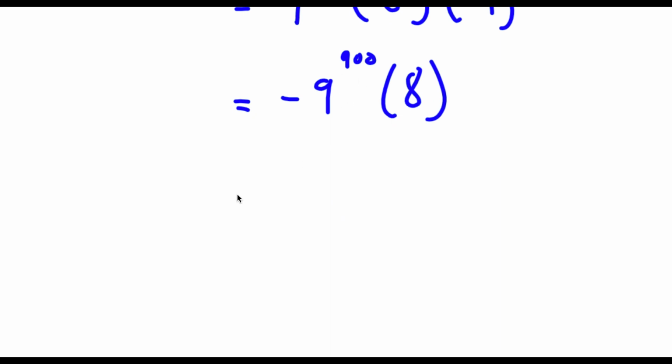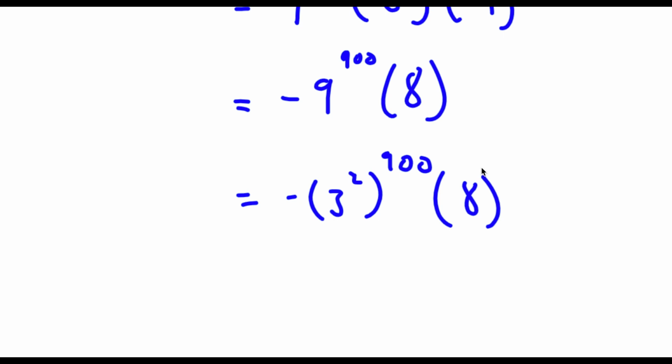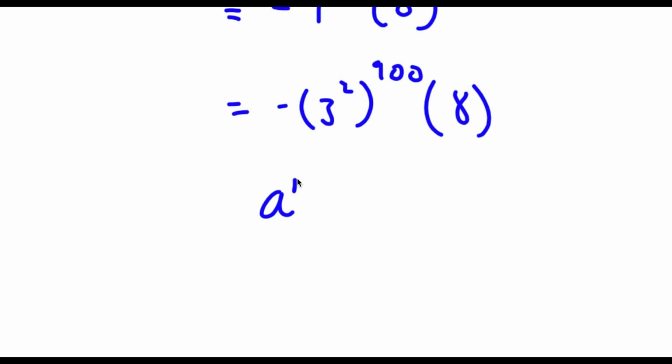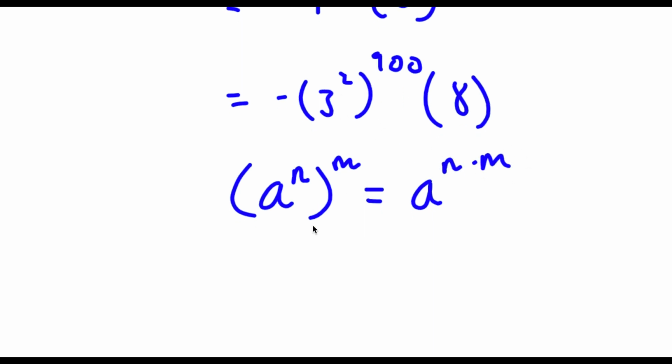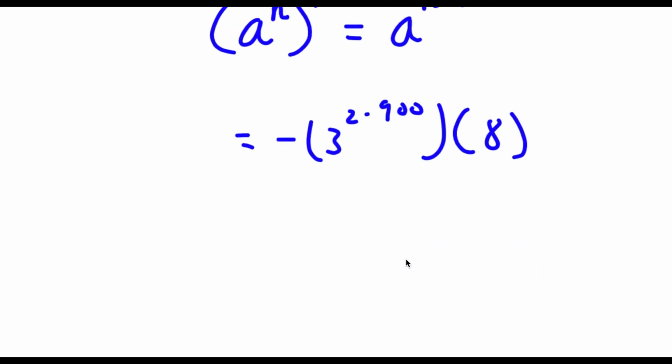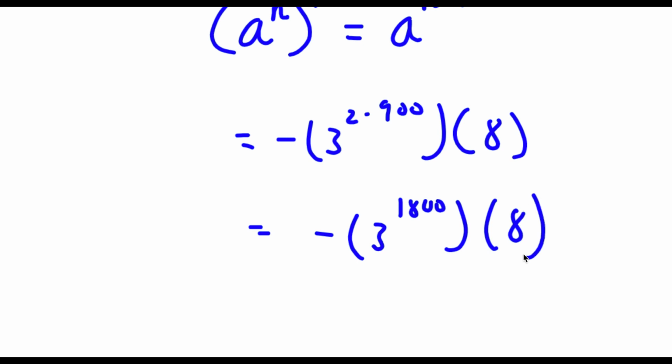Now I'm going to rewrite 9 as 3 squared. So now I have negative 3 squared to the power of 900 times 8. And now if I have something in the form a to the power of n to the power of m, it's the same thing as a to the power of n times m. So 3 to the power of 2 to the power of 900, that's going to equal 3 to the power of 2 times 900. And 2 times 900 is simply 1800. So now I have negative 3 to the power of 1800 times 8.